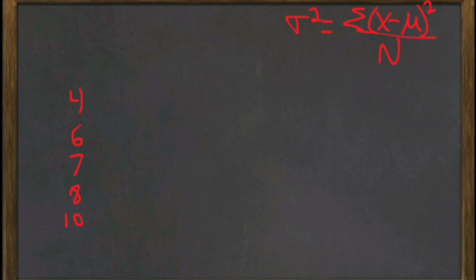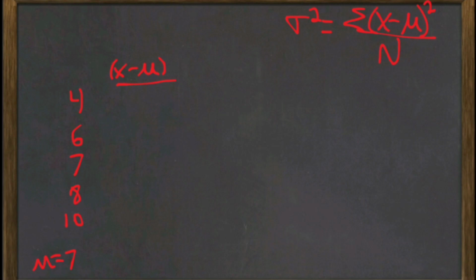So let's double check and see how you did. So x minus mu, again, the first step is to calculate that deviation. And again, the mean is 7 here. And variance is going to work even if the means aren't the same.